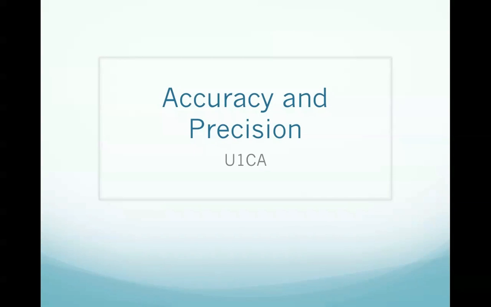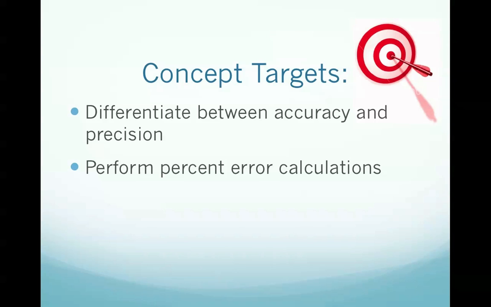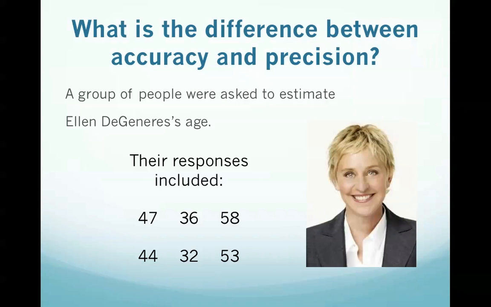All right, welcome to Concept A, which is our first lesson in Unit 1 this year in chemistry. We're going to be talking about concepts related to the terms accuracy and precision. So hopefully by the end of this lesson, you'll start to get the basics of differentiating between accuracy and precision, the terms, and then you'll also be able to perform percent error calculations.